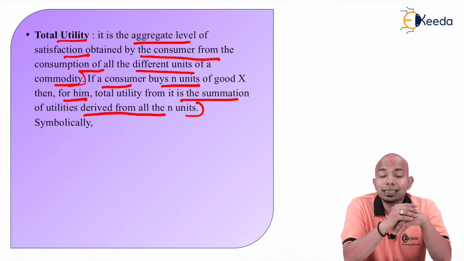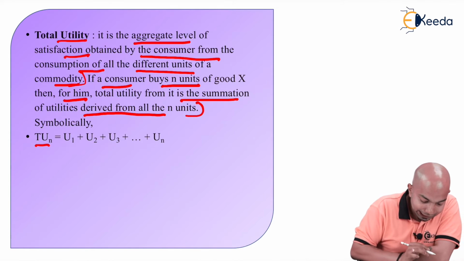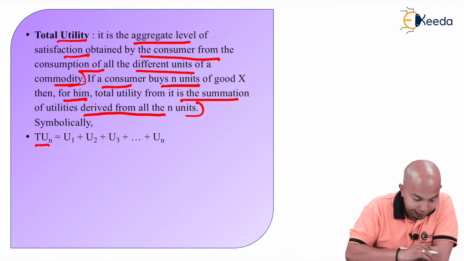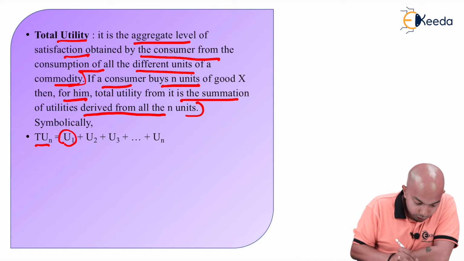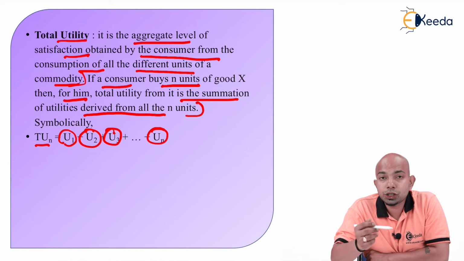Now symbolically it is figured out like this. Let's read it out. TUn, where n stands for the total number of units that you have had: utility 1, utility 2, utility 3, plus utility n. This is the total utility. Now this is what you need to understand: total utility is the addition of all these utilities that you have derived after having every unit of that product.